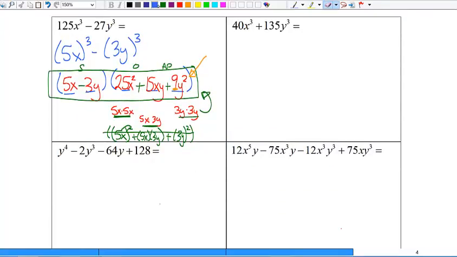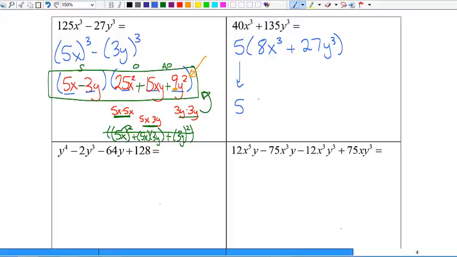On my next problem, 40x cubed plus 135y cubed, 40 and 135 are not on my list of perfect cubes. So that is a good indicator that I'm going to have a GCF. 40 and 135 can both be divided by 5. When I take out the GCF of 5, I'm getting 8x cubed. 8 is on my perfect cube list. Plus 27y cubed. Again, 27 is on my perfect cube list.